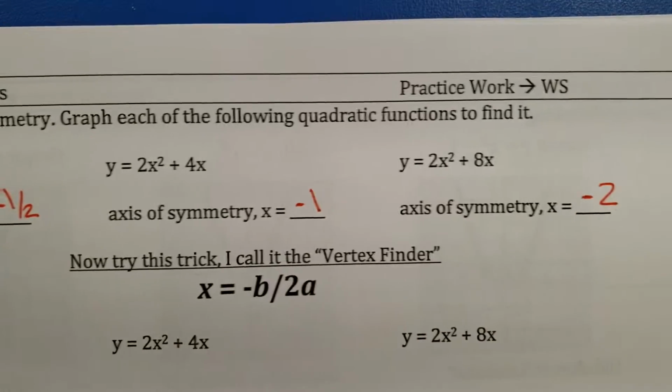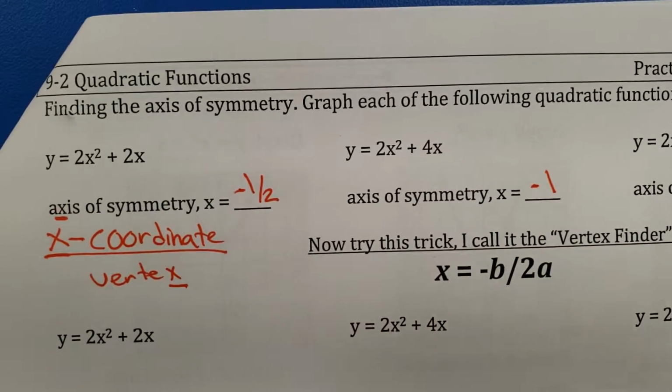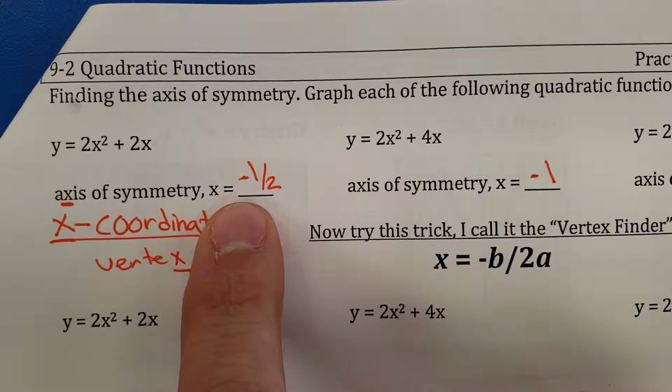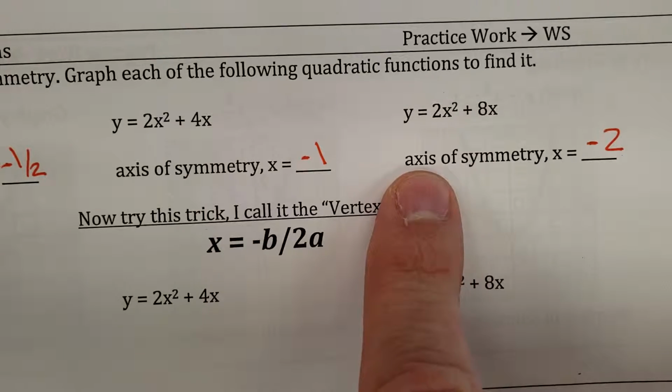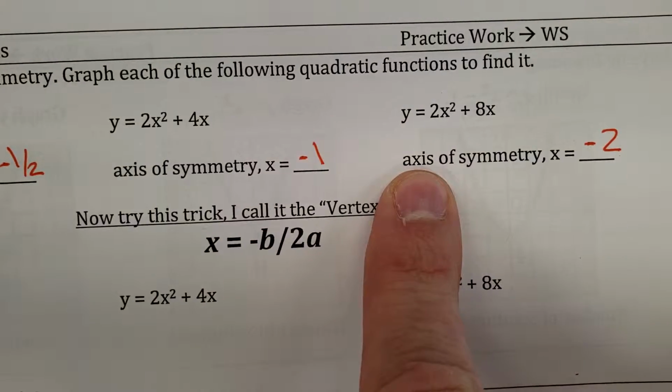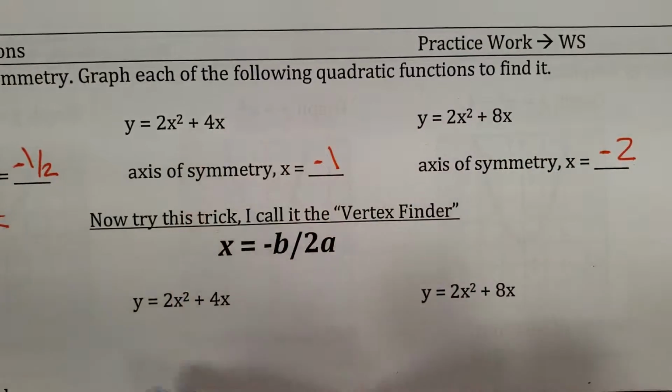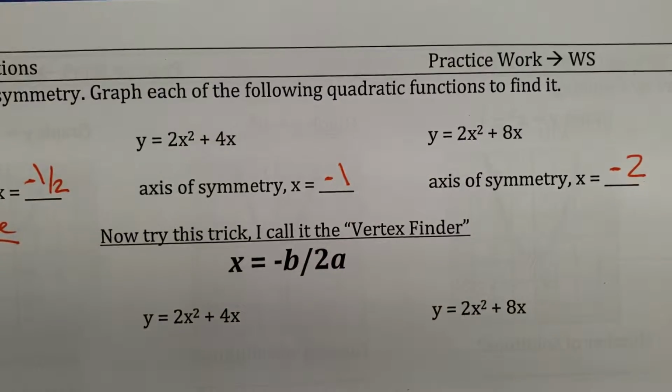You were an x-coordinate of -0.5, you were an x-coordinate of -1, and you were an x-coordinate of -2. Again, that's the axis of symmetry. You would say x equals -0.5, x equals -1, and x equals -2. Remember, the axis of symmetry is the actual physical vertical line that would split these equations in half. And I've actually graphed those as well.